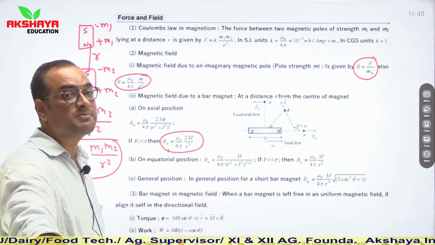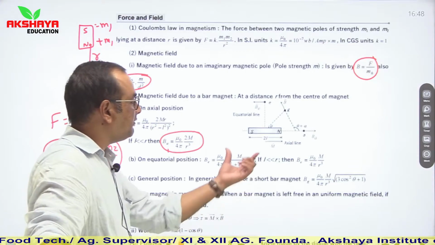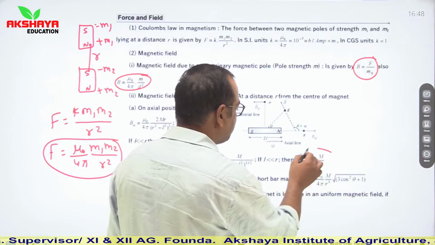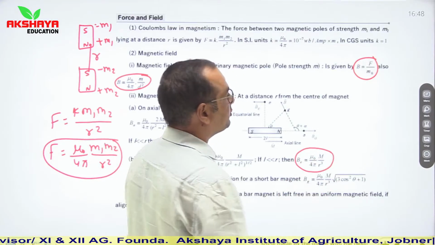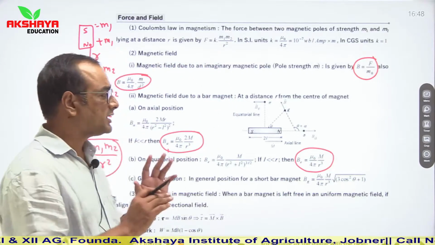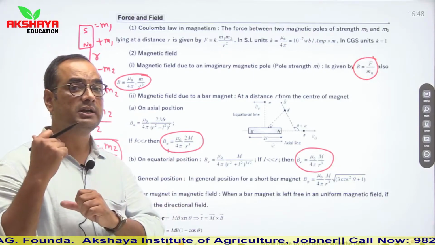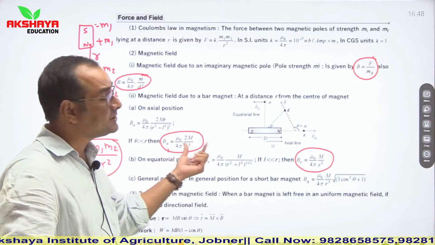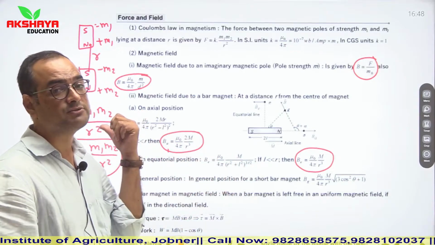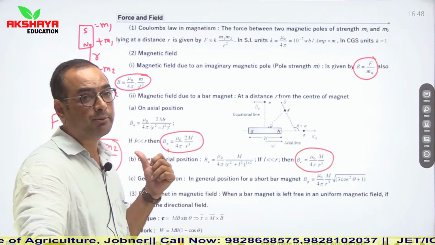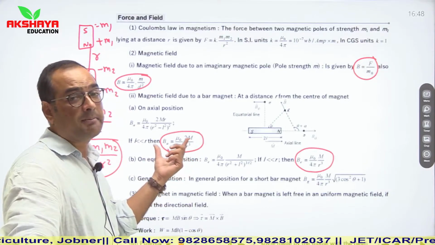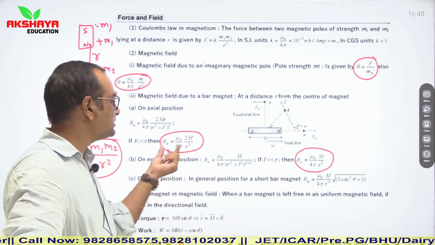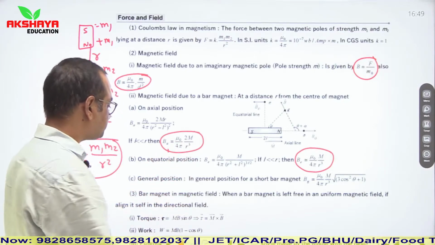Here capital M is magnetic moment. And at equatorial points it is mu naught M upon 4 pi r cube. So these relations are simply analogous to the derivations which we have studied in electrostatics. Here only the symbols have been changed. In electrostatics, we used to talk about electric dipole moment, while in the case of magnetic field, we talk about magnetic moment, capital M. So it is a simple relation.